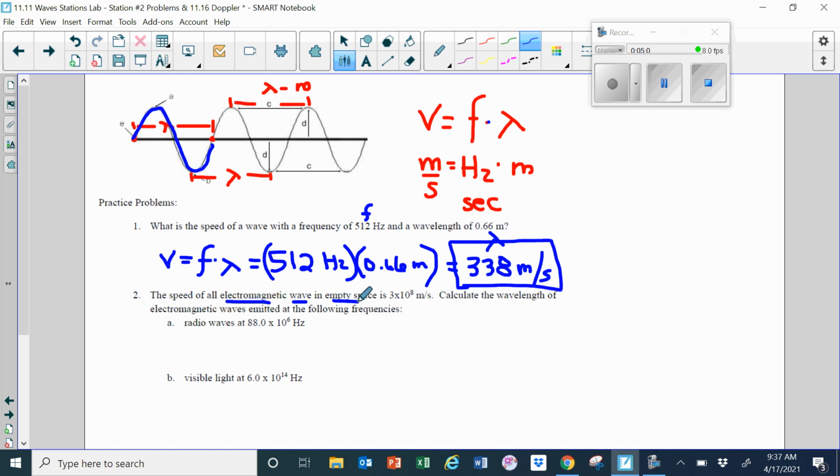travels in empty space, a vacuum like space, at a speed of 3 times 10 to the 8 meters per second. That's a constant. This is the speed of light. And in physics, the speed of light is c. So the speed of light is 3 times 10 to the 8 meters per second. This is on your formula chart.